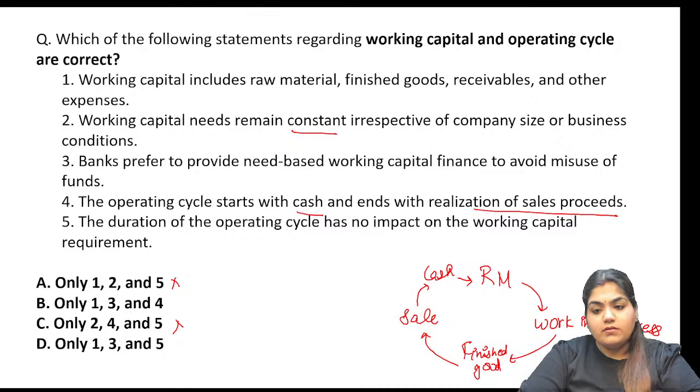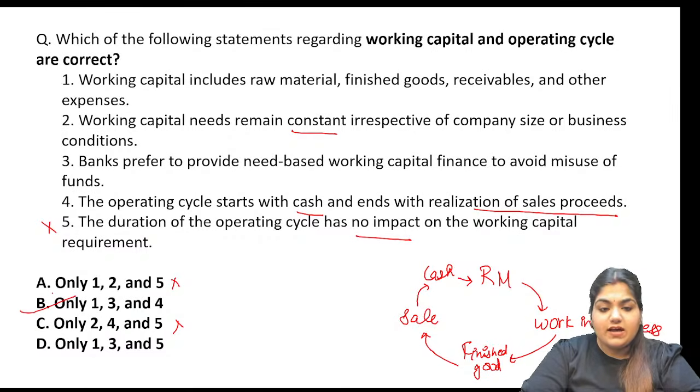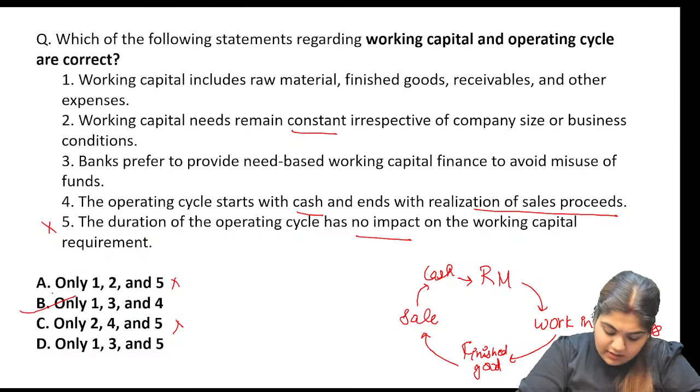Right? So statement number 4 is correct. Statement number 5 is incorrect. Why? Because the length of the operating cycle directly influences the amount of working capital that we need. So there is an impact. It directly impacts. Statement number 5 is incorrect. That will give us B as the correct answer. B is the correct answer.